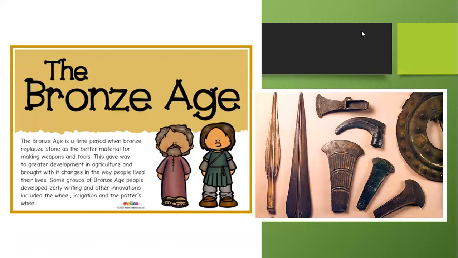All right, so the Bronze Age. The Bronze Age was a time period after the Stone Age, obviously. First we had the Stone Age, then we had the Bronze Age. The Bronze Age was a period when bronze replaced stone as a better material for making weapons and tools. This gave way for greater development in agriculture and brought about changes that made people's lives easier. Some groups in the Bronze Age developed early writing and other innovations like the wheel, irrigation, and the potter's wheel. These are examples over on this side of bronze tools and what they look like.